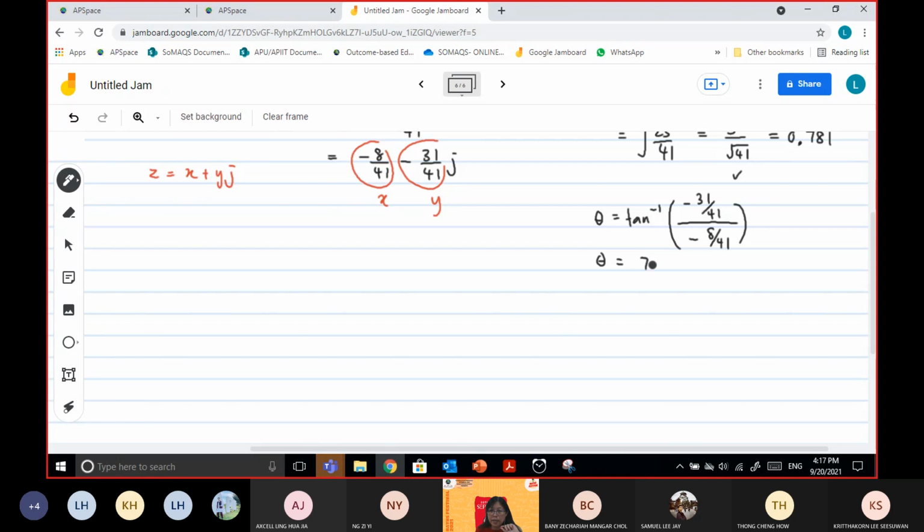$75.53. Okay. So now we need to identify which quadrant. Can you see x is negative, y also negative? By looking at the Argand diagram, where is x negative, y negative? Which quadrant? X negative, y negative, which quadrant?